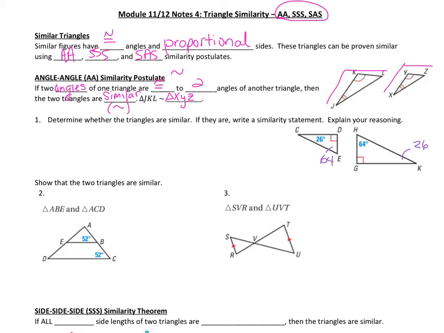So we can see that we have different angles that are congruent to each other. We actually have 3 angles that are congruent to each other, but we have at least 2 angles. So yes, these two triangles are similar by angle, angle. When we write the similarity statement, we have to line up the angles together. C is congruent to K, and D is congruent to G, and then H would be our last one in there.